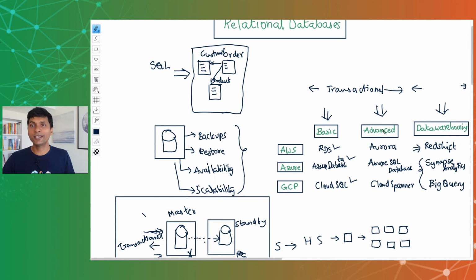However, if you'd want to globally distribute your writes, you'd want a multi-regional database. In those kind of situations, you can go for the advanced ones like Aurora, Azure SQL Database, and Cloud Spanner. However, if you want to go for data warehousing workloads, huge volumes of data you'd want to query against, in those kinds of situations, you can go for Redshift, Synapse Analytics, and BigQuery. The goal of this video was to give you a high-level overview of the different relational databases which are present in cloud platforms.